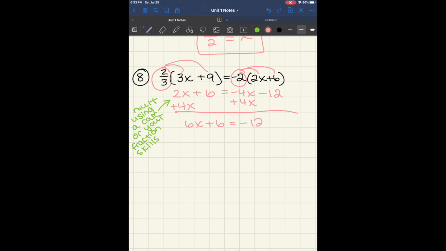Then we're going to add 4x to both sides to have a positive 6x on the left side. You could subtract the 2x from both sides and have a -6 on the right side, and you will still get the same answer, which is x equals -3.